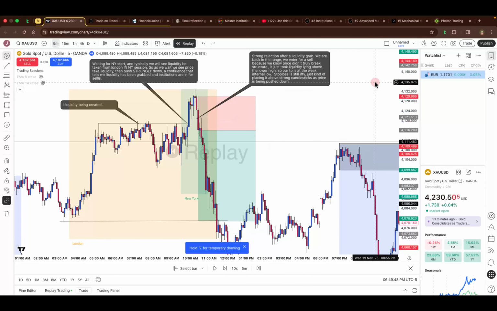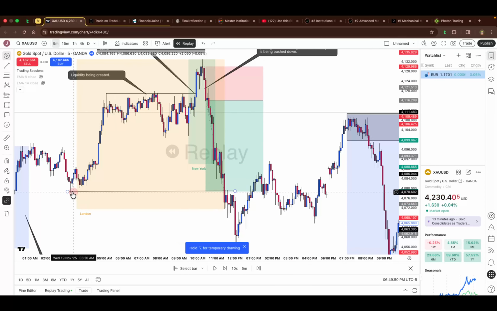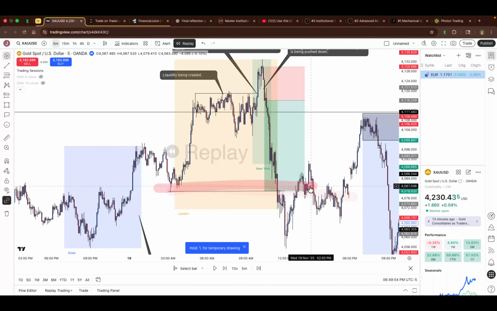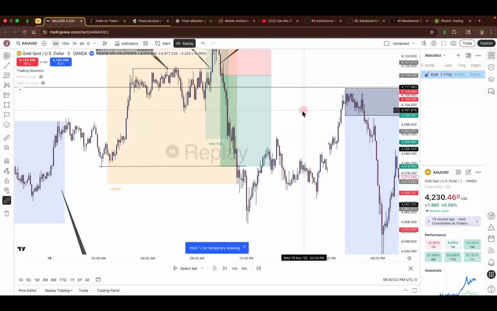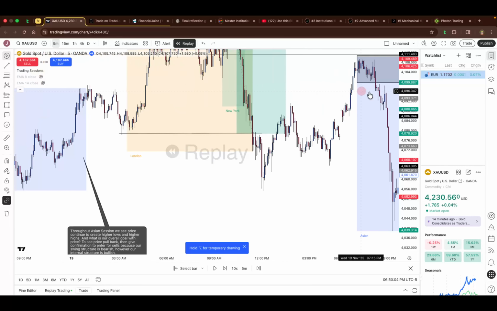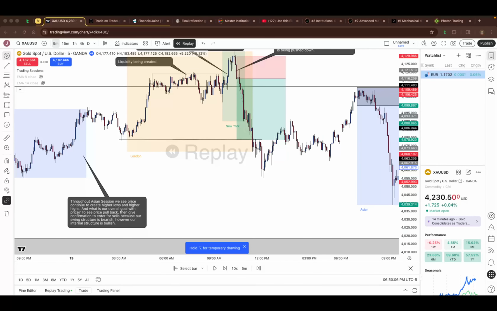So see price come all the way down, take out this weak low that failed to really break. It just made liquidity. It failed to break. So yeah, I'm gonna screenshot in 1 second.